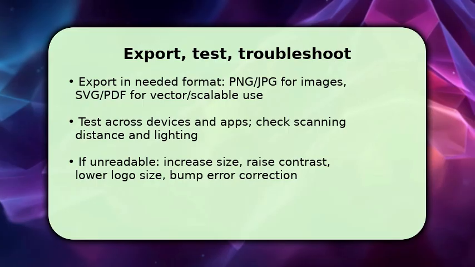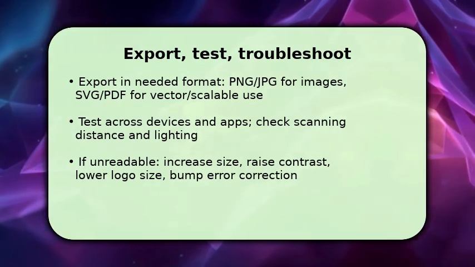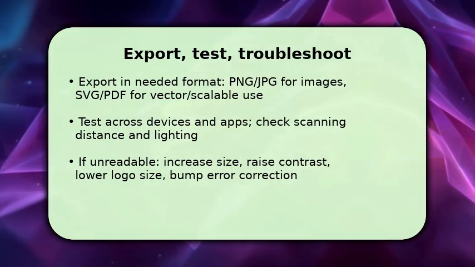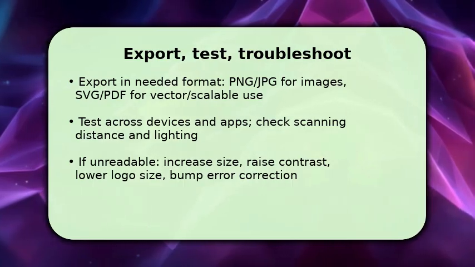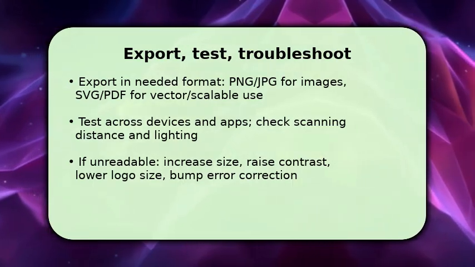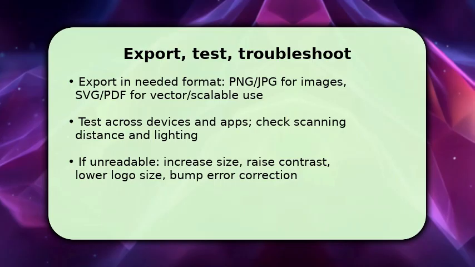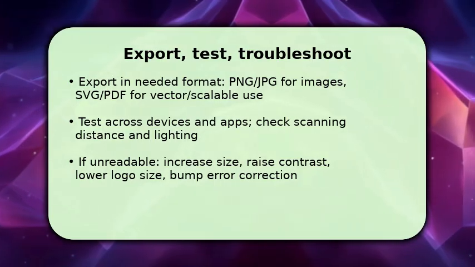Make the code larger or switch to a higher error correction level. Also reduce logo size or move it out of dense areas. Once scans consistently open the correct link, deploy the QR and monitor any dynamic analytics if you enabled them.